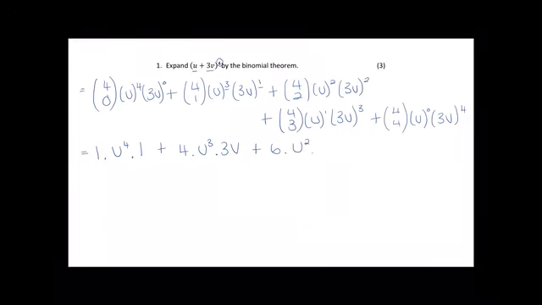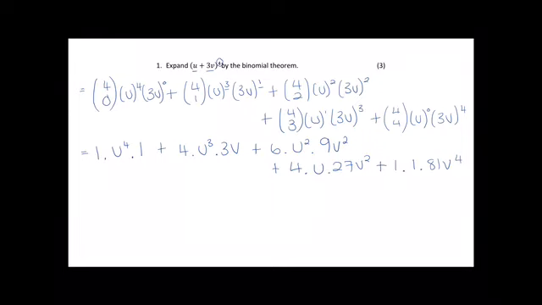Be very careful at this bit. Remember, everything's getting squared in that bracket. So 3 squared gives us 9. And then we've got our v squared plus 4 times u times 27v squared. And then back to 1 times u to the power of 0 is 1. 3 to the power of 4 is the same as 3 times 3 times 3 times 3, which is 81. And then v to the power of 4.